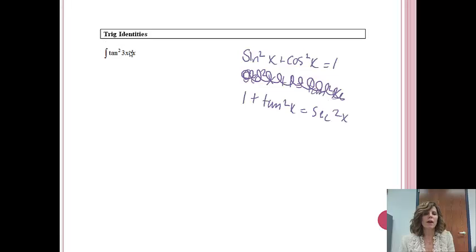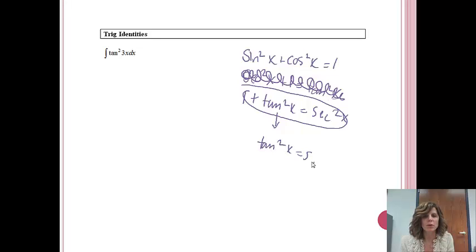So if I look at this problem right here, tangent squared 3x, I know that there's not a formula for an integral for that. Doing a u substitution is not going to help me out. So I'm going to go to this trig identity right here, which has a tangent squared in it. And I'm going to basically replace tangent squared with what it equals. So I'm going to solve this for tangent squared. Tangent squared x is going to equal secant squared x minus 1.